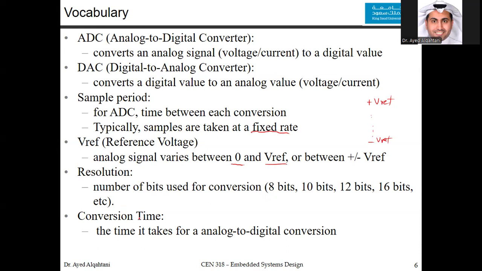The conversion time is the time it takes for an analog to digital conversion to finish its job. That's the conversion time.